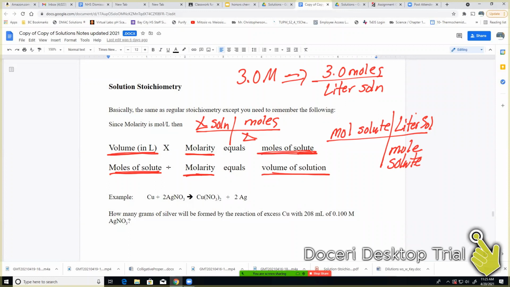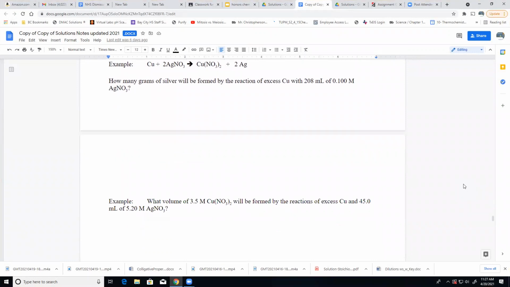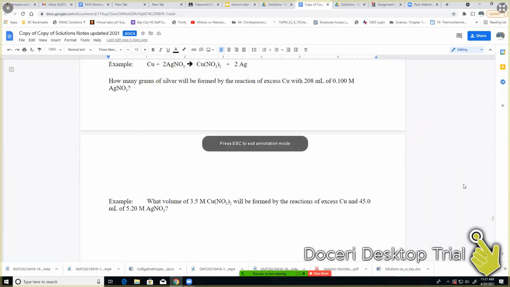So let's look at a couple of these. We're not having a separate quiz over these, and there may possibly be one or so on the test, but not a whole lot. All right, I have my nice balanced equation. It says how many grams of silver, silver is a solid, would be formed by the reaction of excess copper. When something is in excess, that just tells me it's not going to be a limiting reactant problem, with 208 mL of a 0.1 molar silver nitrate solution.